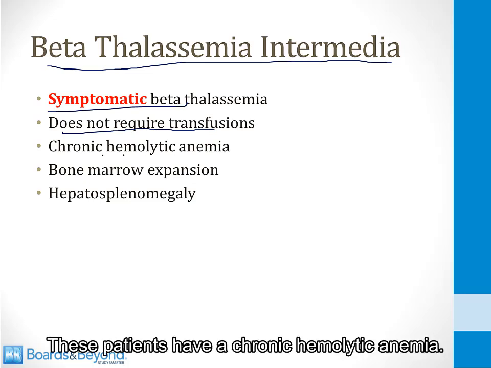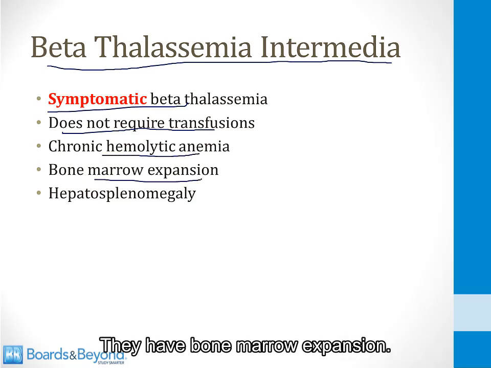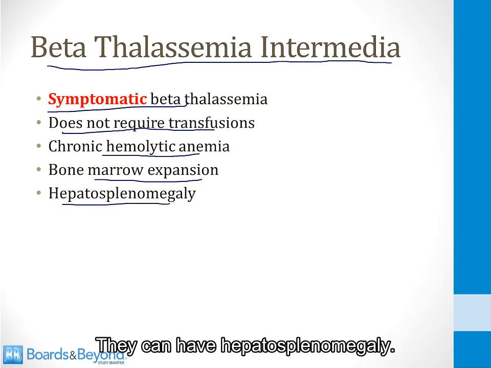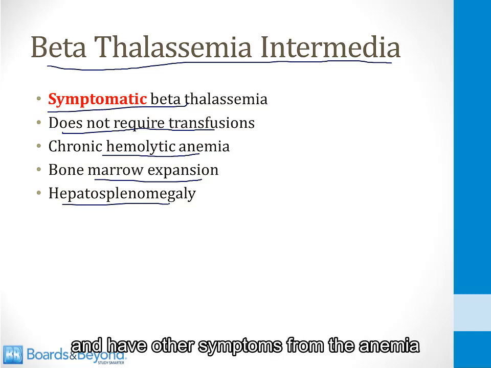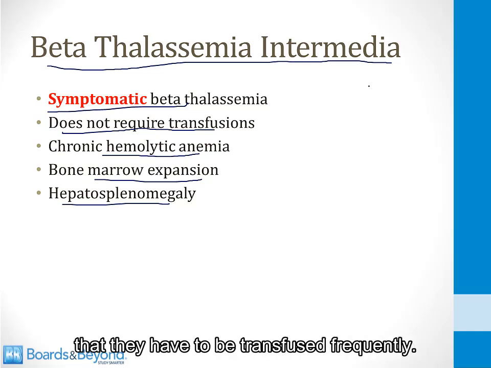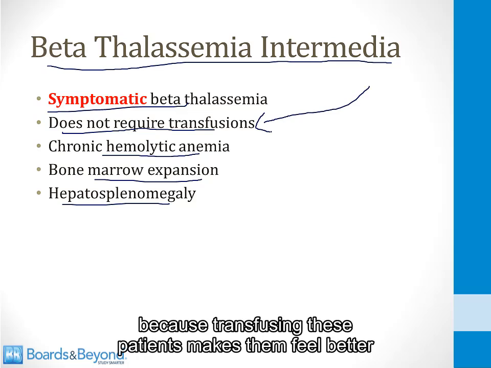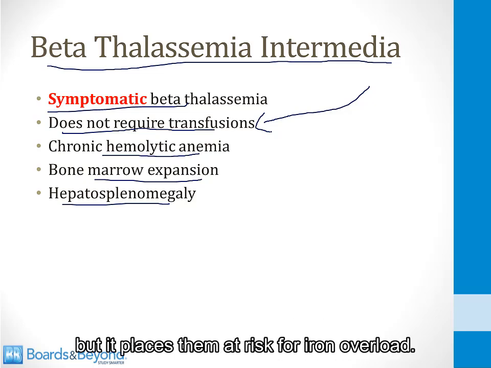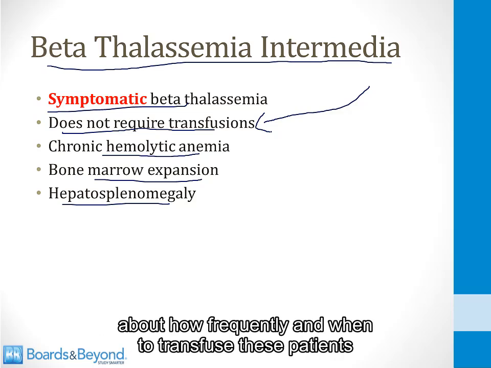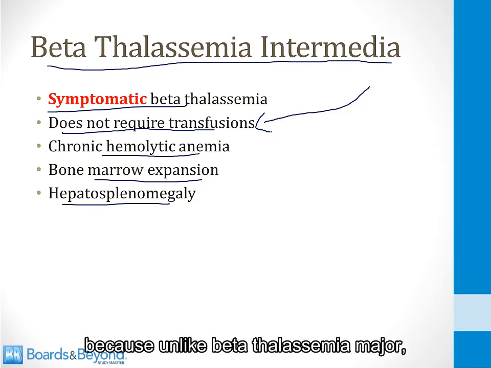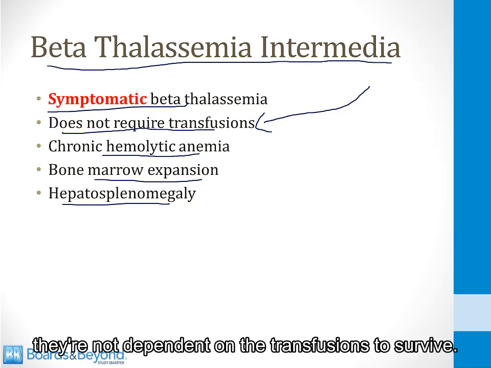These patients have a chronic hemolytic anemia, they have bone marrow expansion, they can have hepatosplenomegaly. Sometimes they are short of breath from the anemia and have other symptoms from the anemia, but the anemia is not so severe that they have to be transfused frequently. This is a clinical conundrum because transfusing these patients makes them feel better, but it places them at risk for iron overload. So a careful decision has to be made about how frequently and when to transfuse these patients because unlike beta thalassemia major, they are not dependent on the transfusions to survive.